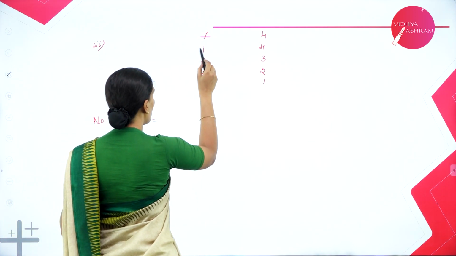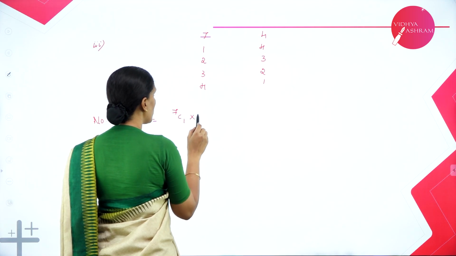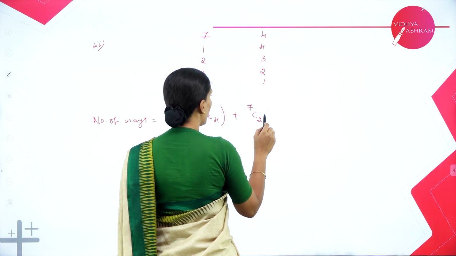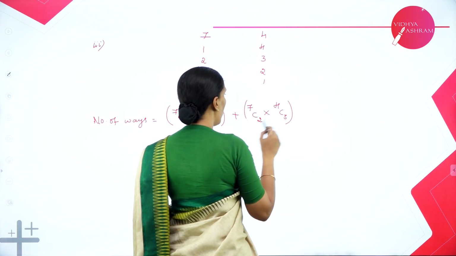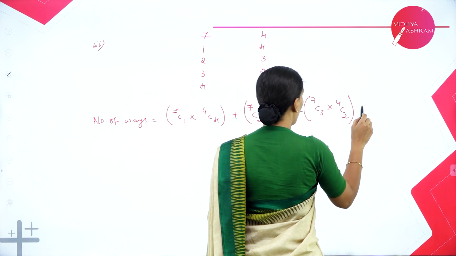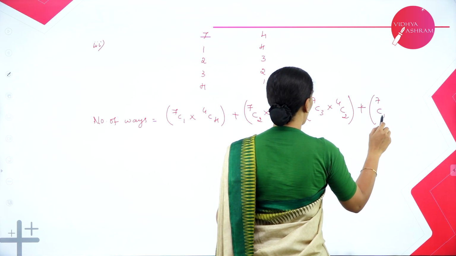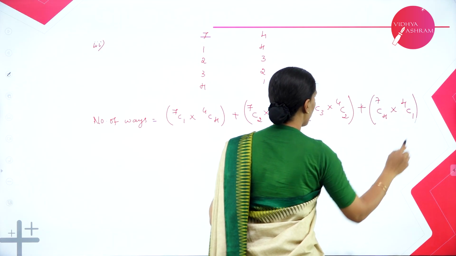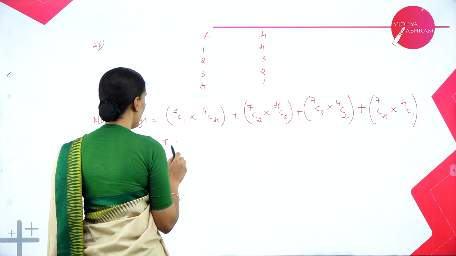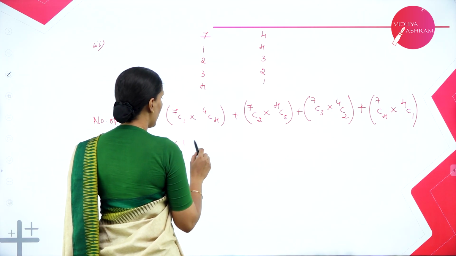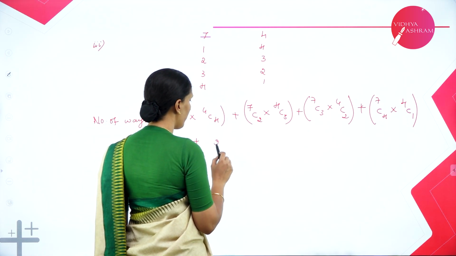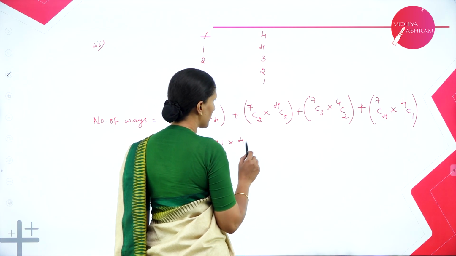is equal to, I can choose 7C1 into 4C4 or I can choose 7C2 into 4C3 or I can choose 7C3 into 4C2 or I can choose 7C4 into 4C1. So these are the combinations. Now let us evaluate this. So 7C1 is 7, 4C4 is 1. Next 7C2. We have already calculated 7C2, which gives us 21, and 4C3 is nothing but 4 itself.